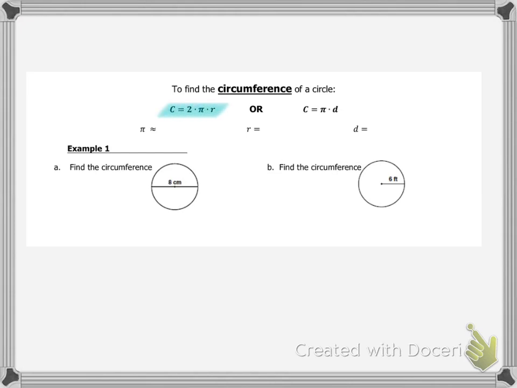To find the circumference, you can multiply 2 times pi times your radius, or you can multiply pi times your diameter. Now remember that pi is 3.14, and let's make sure that we write down r is the radius, and d stands for the diameter.